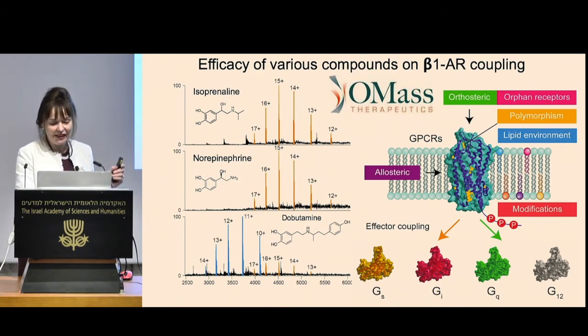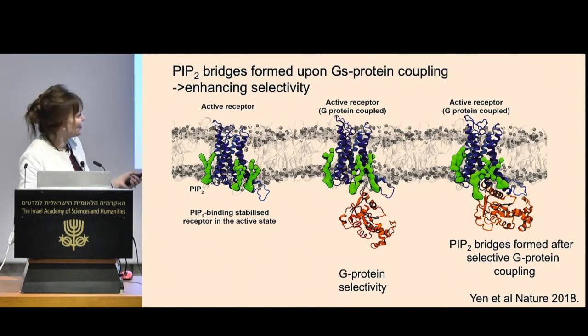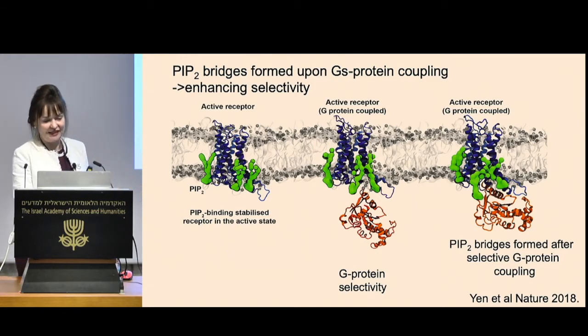Okay, so that's the first part. We summarized this with this PIP2 bridging, which really does have this selective G protein coupling. And it was quite interesting. At a conference, I met with Brian Kobilka's group, and they said, oh yeah, we read that paper, but we didn't really believe it. We thought it was probably a mass spec thing.